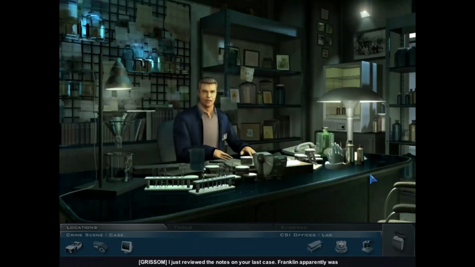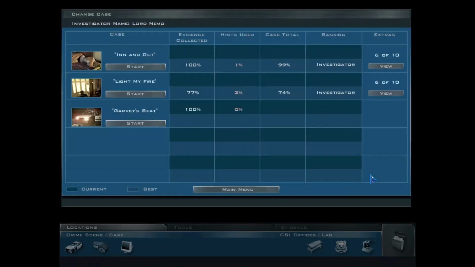I just reviewed the notes on your last case. Franklin apparently was racked with guilt, and the Sutherland subpersonality evolved to help resolve it. But it was your skills that bridged their gap and exposed Franklin for who he really was. Good job. Now let's evaluate your performance for this case. You investigated every possible angle on this case. It doesn't happen often. I'm impressed.